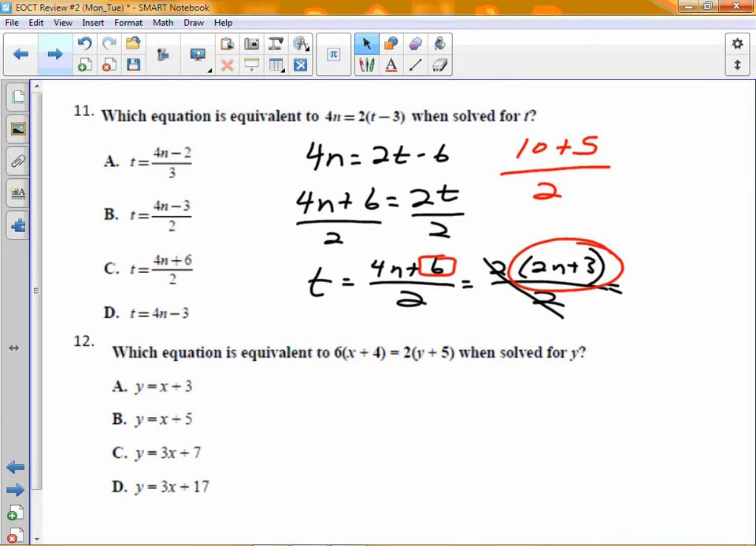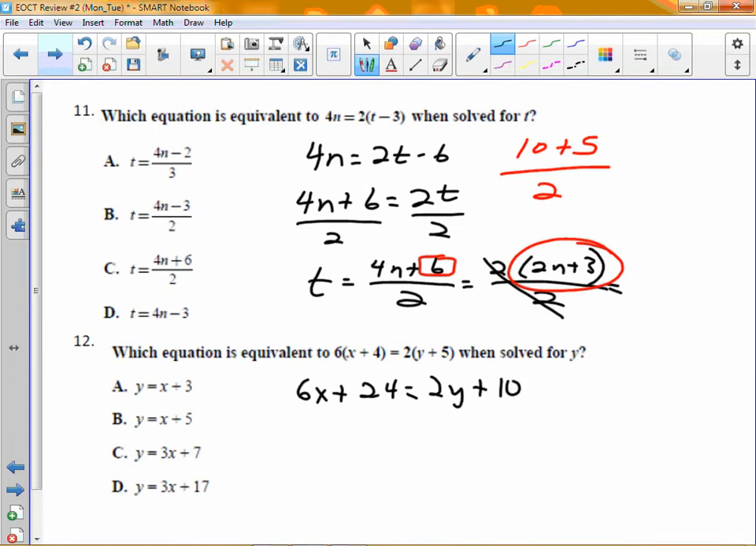Okay? Which equation is equivalent to this thing solved for y? In other words, put it in slope-intercept form. 6 times x is 6x. Very good. Plus 24 equals times y is plus. Excellent. So now I got to get this stuff by myself. So I want to move the 10 to the other side. When I move the 10 to the other side, that leaves me 2y equals 6x plus 14.